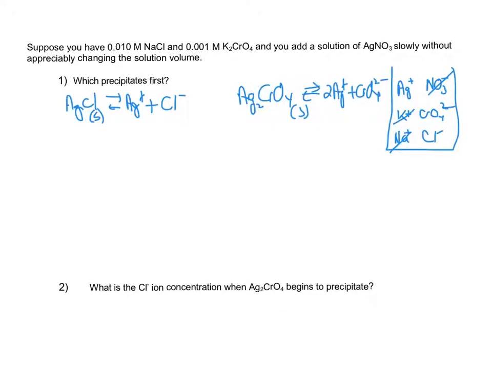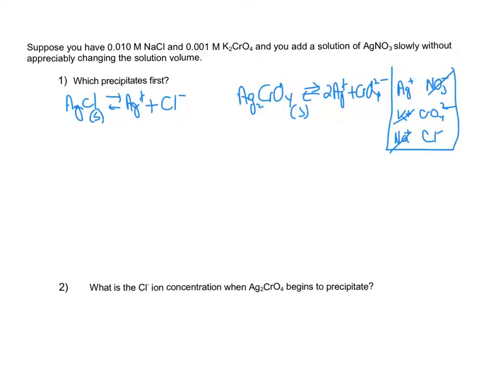So what do you have to do? Since you're adding the AgNO3 in order to precipitate it, what's making it precipitate is the addition of the Ag+, right? So you have to figure out at what concentration of Ag+ this one would start to precipitate, and at what concentration of Ag+ this one would start to precipitate. Well, they would start to precipitate when we reach a saturated solution, which means when your concentrations multiplied together equal your Ksp, right?